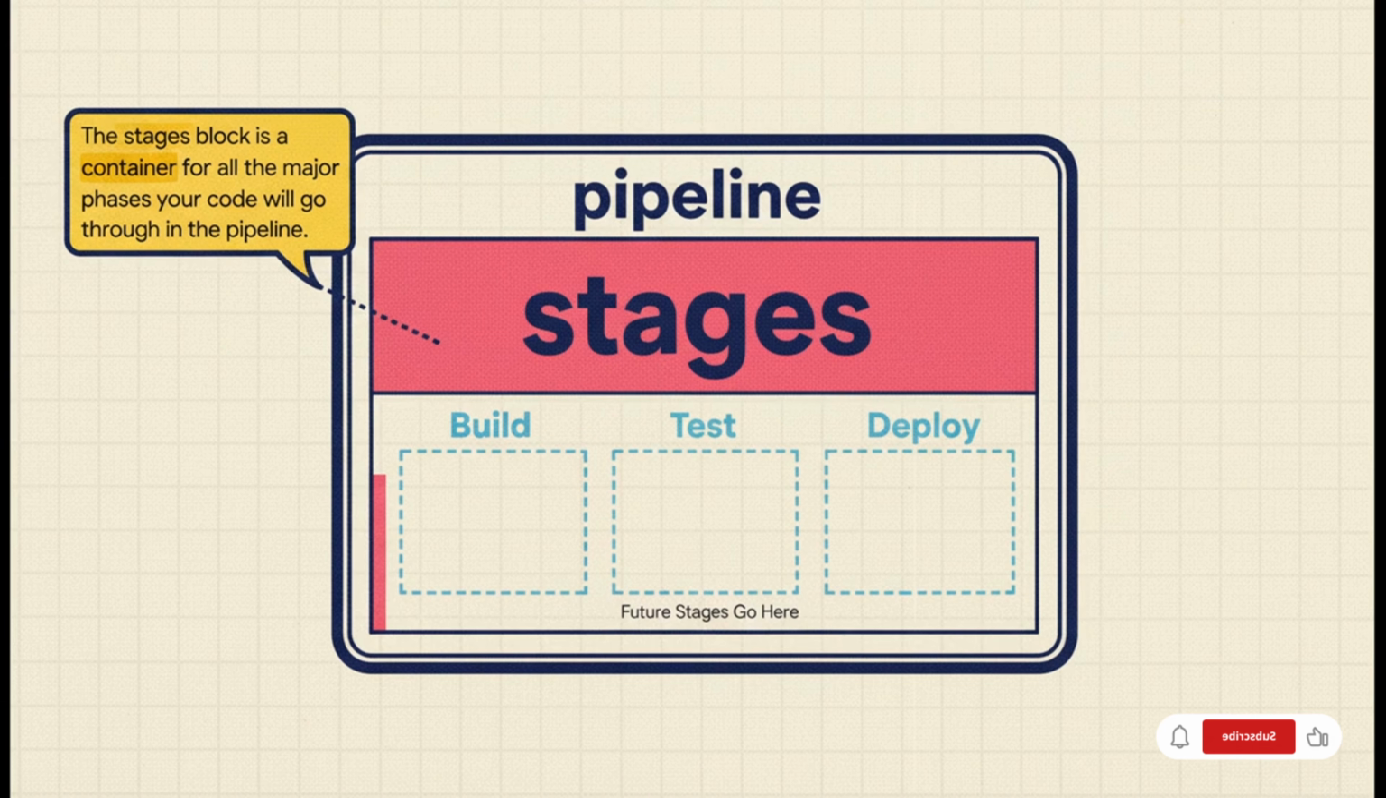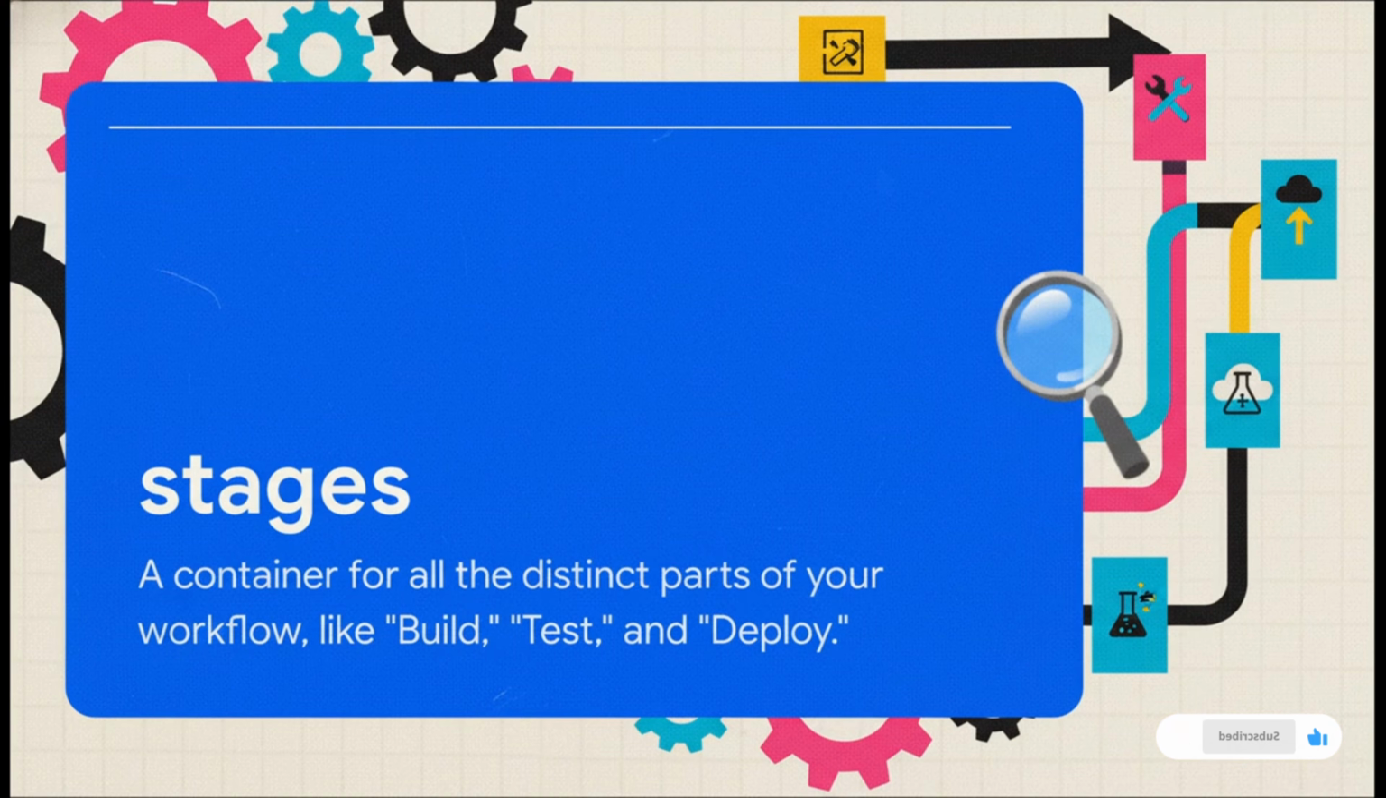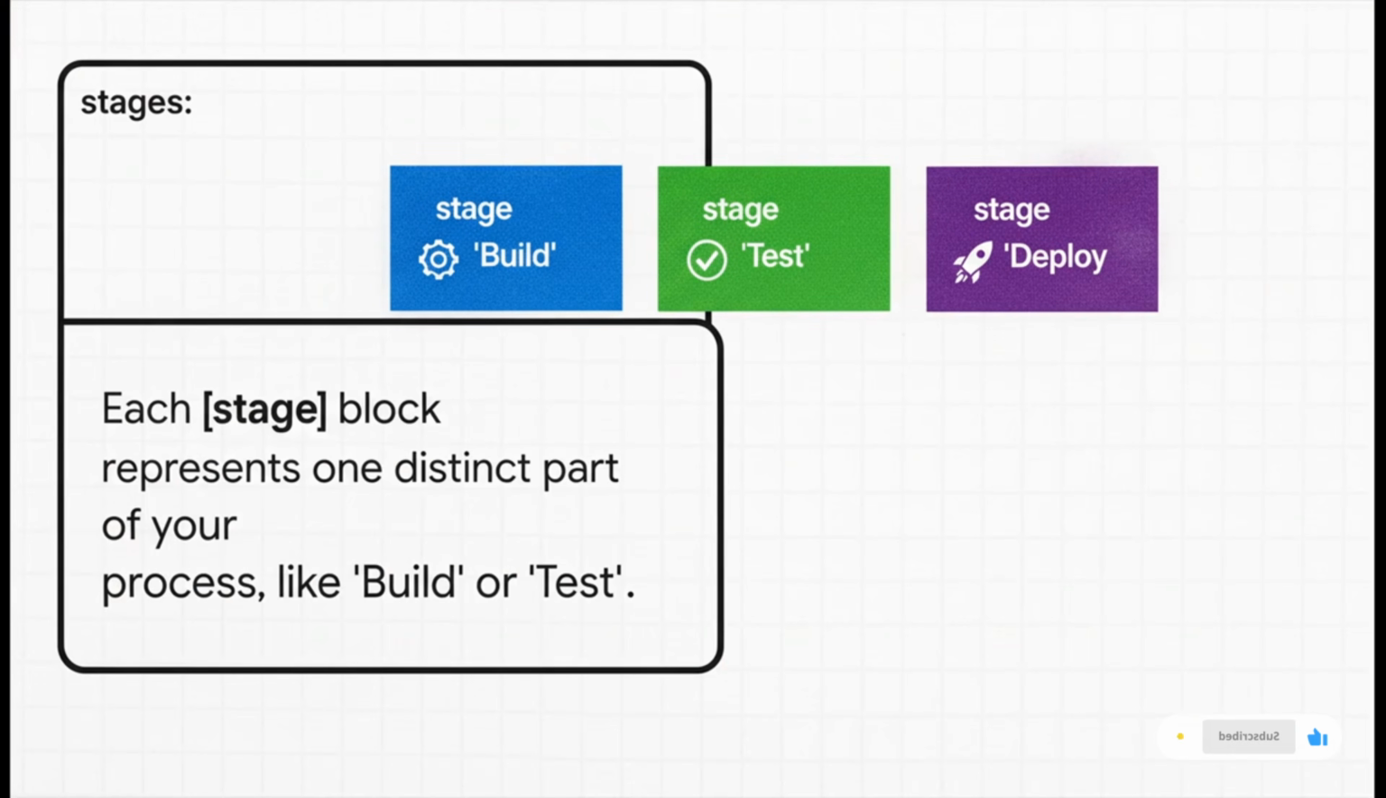We've got the where figured out, so now it's time to define the what. The next big required block is where we actually lay out the steps of our workflow. That happens inside the stages block. Think of this as the table of contents for your process. You're not actually doing the work here, you're just organizing it into the main phases, things like build, test, and deploy.